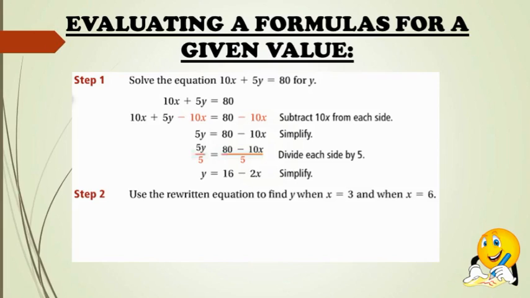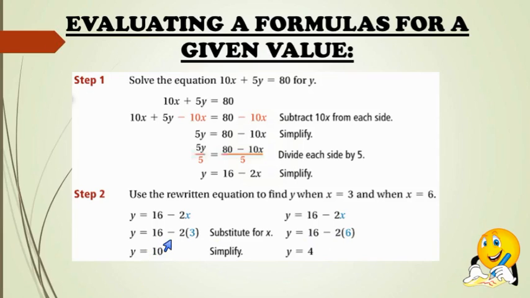We're going to be solving for y because we know the variable x. In our first example, we're just rewriting our equation or formula. So we have y is equal to 16 minus 2x for both examples. And we're asked to replace the variable x with 3 and 6. When we do that, we're asked to then simplify.